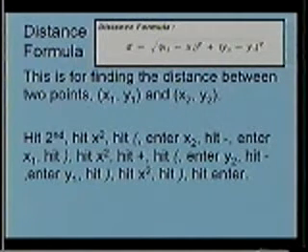Distance formula. This is for finding the distance between 2 points, x1, y1, and x2, y2. Hit second, hit x squared. That brings up the radical. Now I realize that there's already a parenthesis there. We need another one. So hit the open parenthesis, enter x2, hit minus, enter x1, hit close parentheses, hit squared, hit plus, hit open parentheses, enter y2, hit minus, enter y1, hit close parentheses, hit x squared, hit close parentheses again, hit enter, and that'll find the distance.